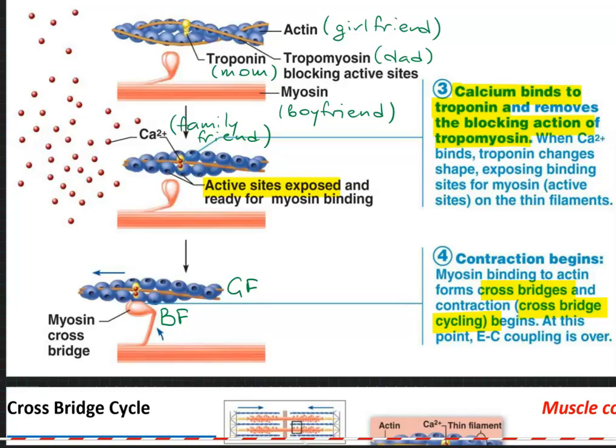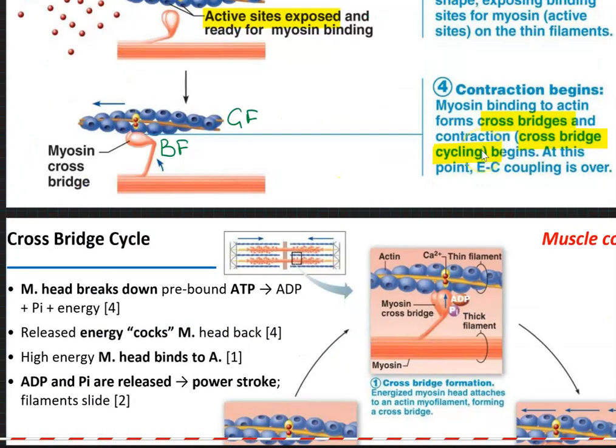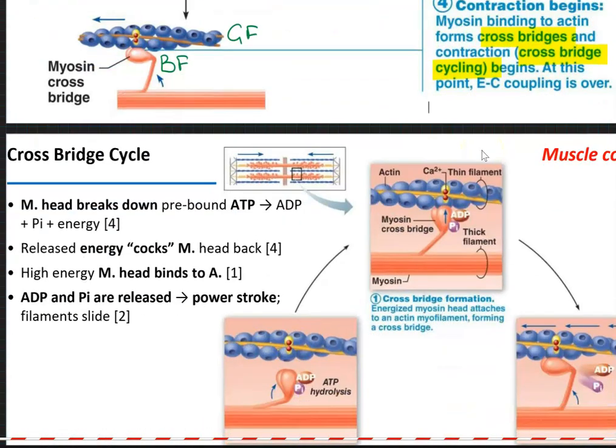Any questions right now? I think now we need to figure out how that works. The contraction, the thin filaments being pulled, is a process known as the cross-bridge cycle. Since it's a cycle, it doesn't have a beginning, so we're going to randomly assign the beginning step.